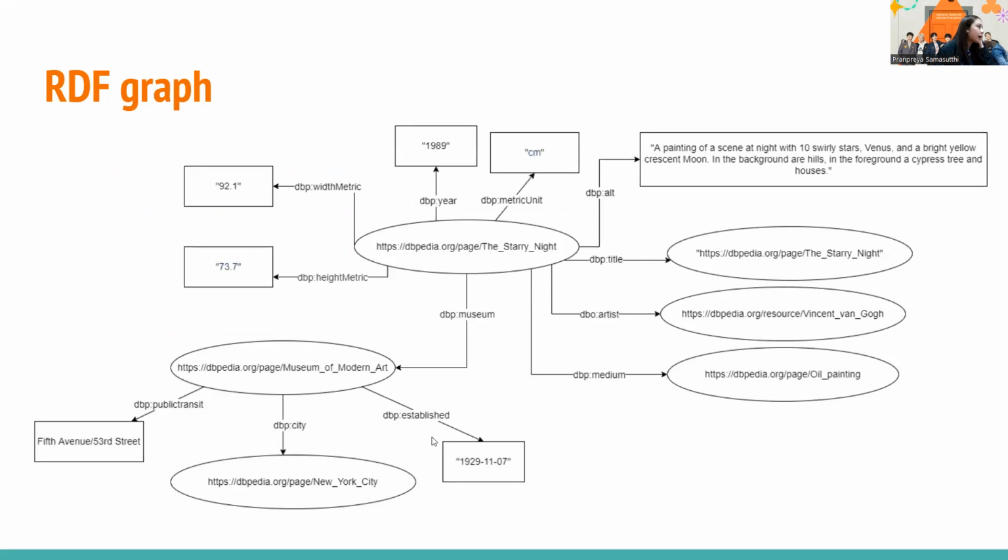And next I will talk about the RDF graph. In our group, we set the Starry Night as the subject, and for the size and the year that Van Gogh painted it will be literals, and the artist will become the object. Moreover, we write the Museum of Modern Art as the object of the Starry Night, and it's also the subject for the other triples, which are the street, New York City, and the date that it was established.